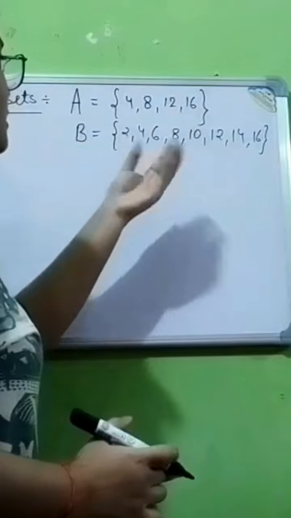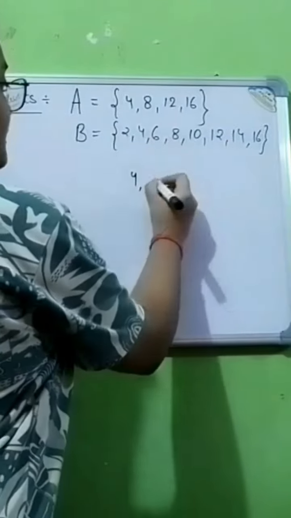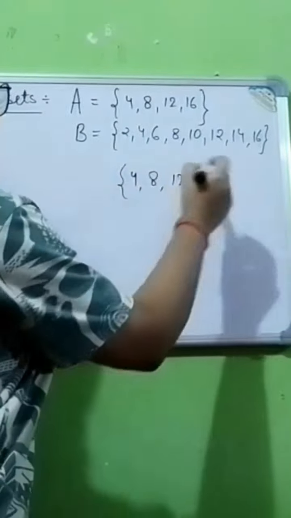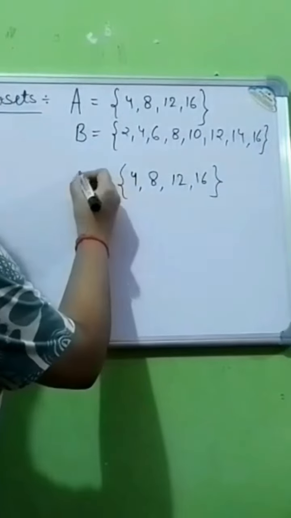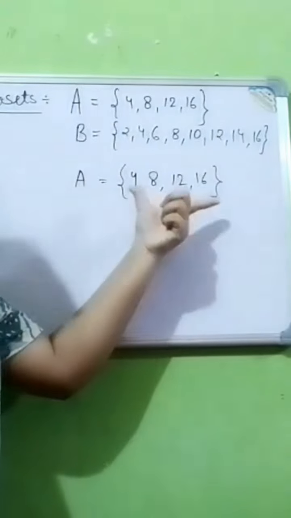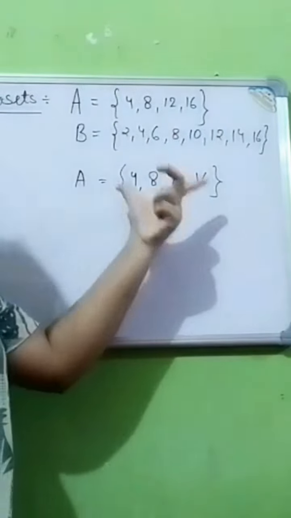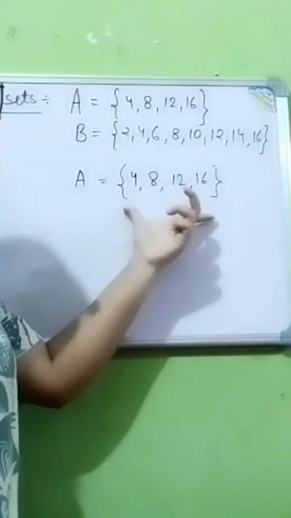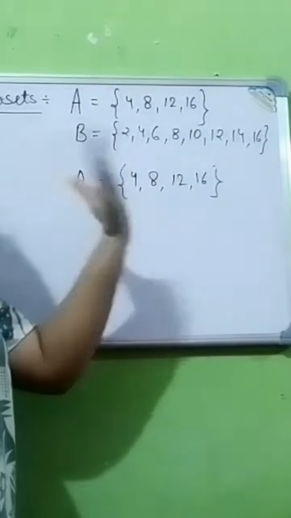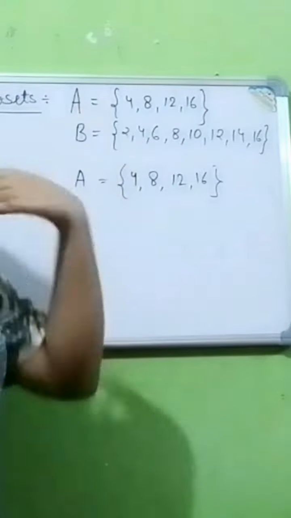some random elements 4, 8, 12, 16 and form a set, it is set A in our example. When we form this set, then it is called a subset of B because the elements are chosen from set B. All the elements of this set are chosen from set B. Okay, like set A is a part of set B.